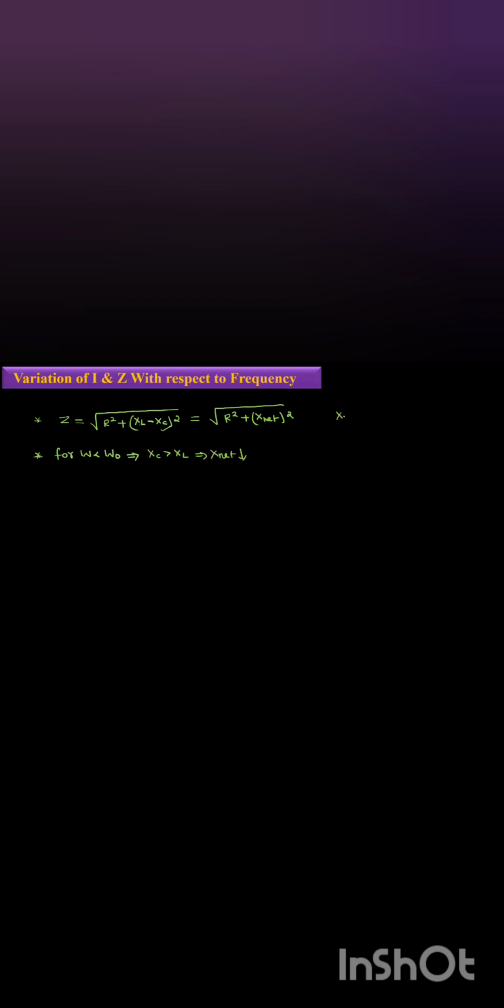X net is XL minus Xc. If Xc is greater than XL, X net is reduced. If X net is reducing, Z is also reduced. If Z is reducing, what about I? It increases. That is for lower frequency, less than omega naught: reactance is reducing, impedance is reducing, current will increase.